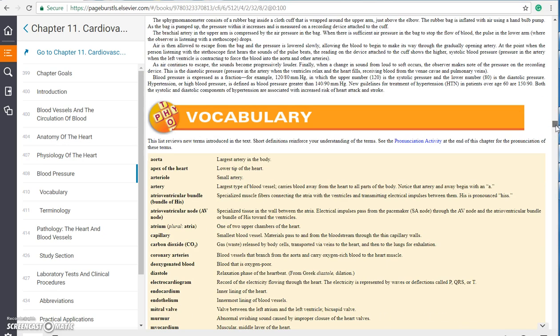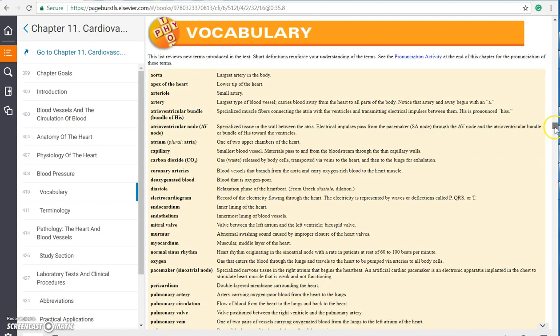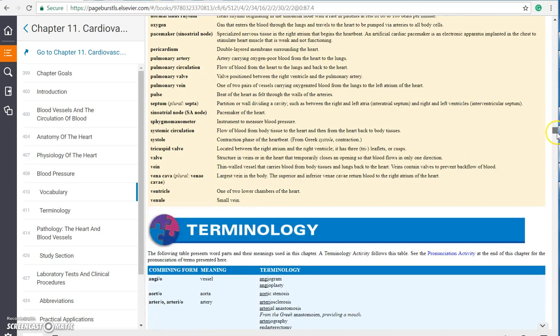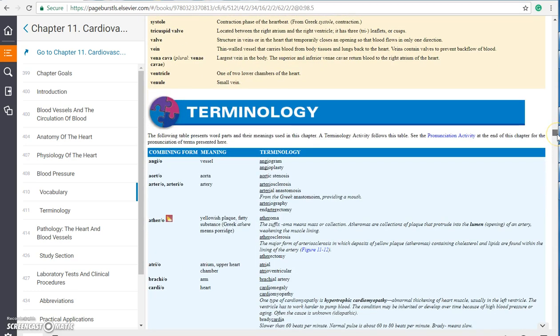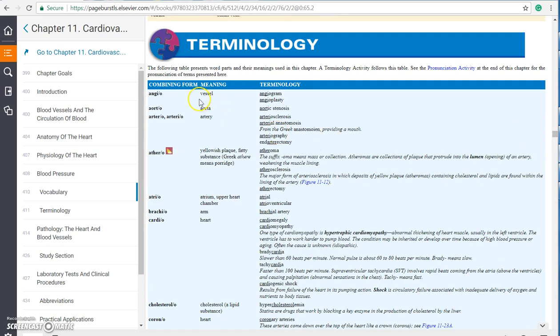Again, moving forward, here's the vocabulary that surrounds the cardiovascular system, and some of this we've already touched upon, such as the aorta, the arterioles, the arteries, the atrioventricular bundle, the AV node. These are all common terms that we have touched upon in some capacity, and I encourage you to review this page in your book.